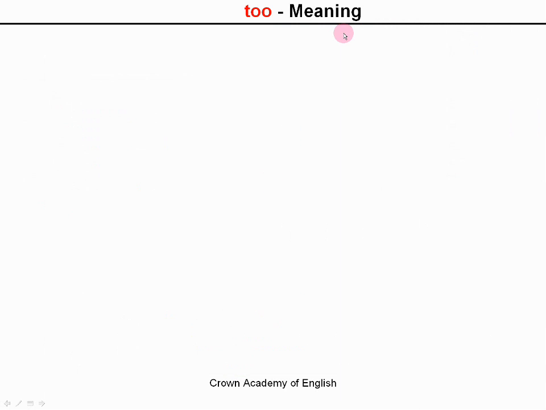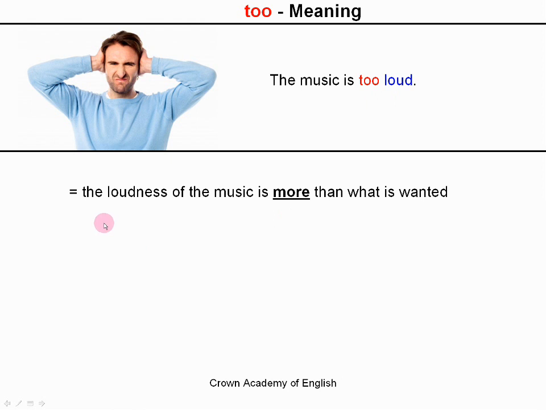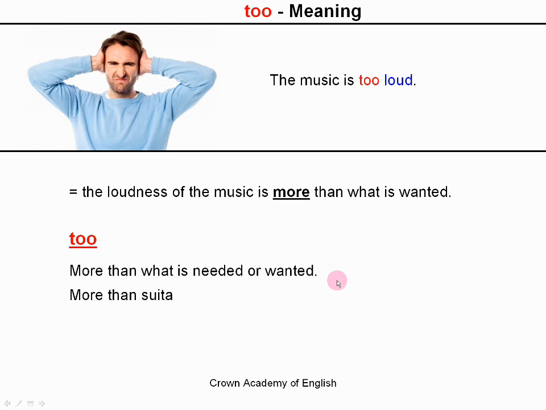So, what is the meaning of too? So, we will look at our example again. The music is too loud. So this means that the loudness or the volume of the music is more than what is wanted. So the meaning of too is more than what is needed or wanted. It also means more than suitable, more than enough.